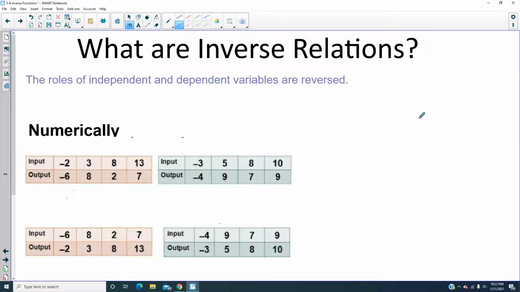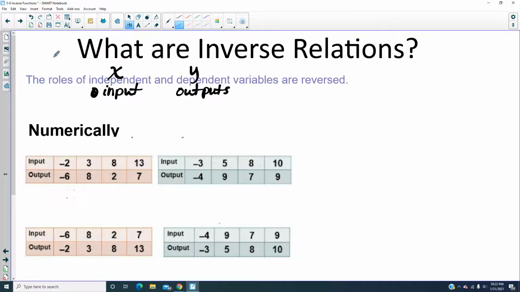What are inverse relations? Well, inverse relations are when you switch the roles of the independent and the dependent variables. So in other words, you're going to switch the roles of the x and the y variables, also known as switching the input and the outputs.